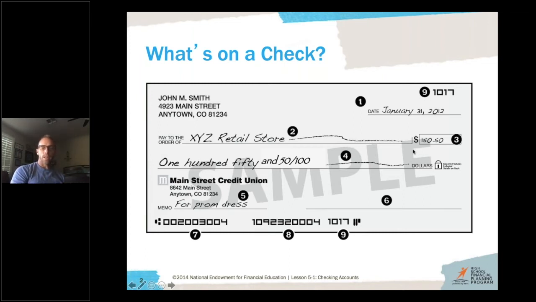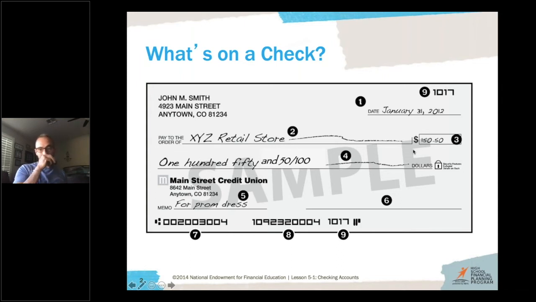Now notice in line 2 and in line 4, there's a squiggly line at the end. At the end of the XYZ retail store, there's a line, and at the end of the amount, there's a line. That is to prevent somebody from adding something to that.